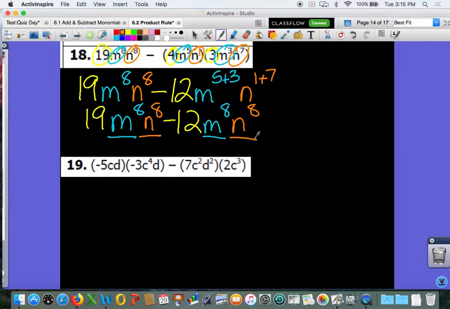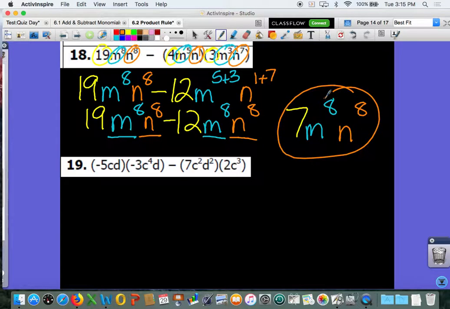And if you guys want to bring colored pencils to class and do this on your own paper or on your homework and color code, if that helps you, do it. It's pretty awesome. So my final answer is 7 m to the 8, n to the 8. Excellent. That's my total answer for that one. Last but not least is 19.